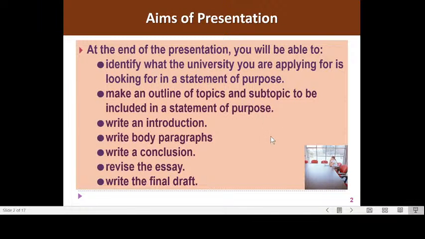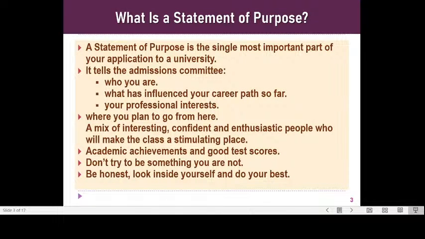Now in this presentation, I will show you how to identify what a university you are applying for is looking for in a statement of purpose, how to make an outline of topics and subtopics to be included in a statement of purpose, how to write an introduction, body paragraphs, and a conclusion, how to revise the essay, and how to write the final draft. First of all, what is a statement of purpose?